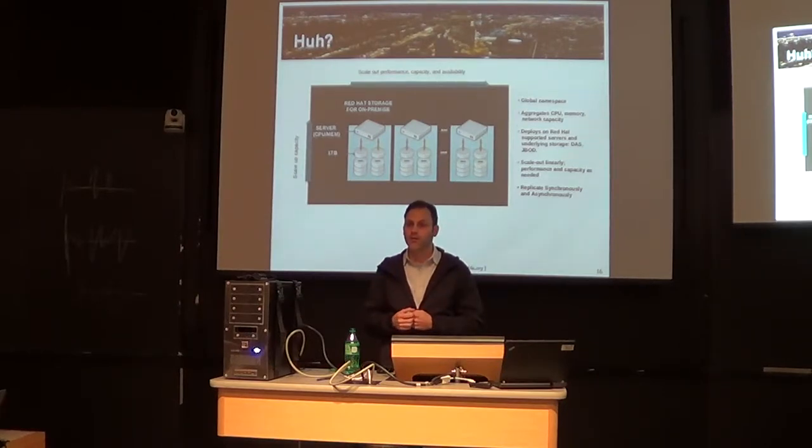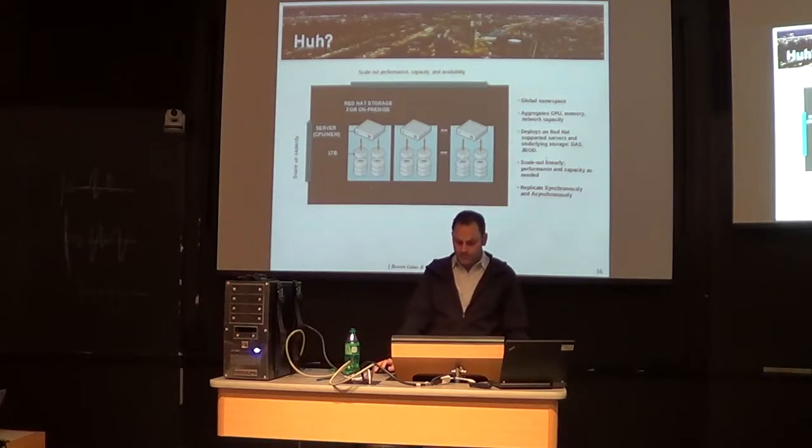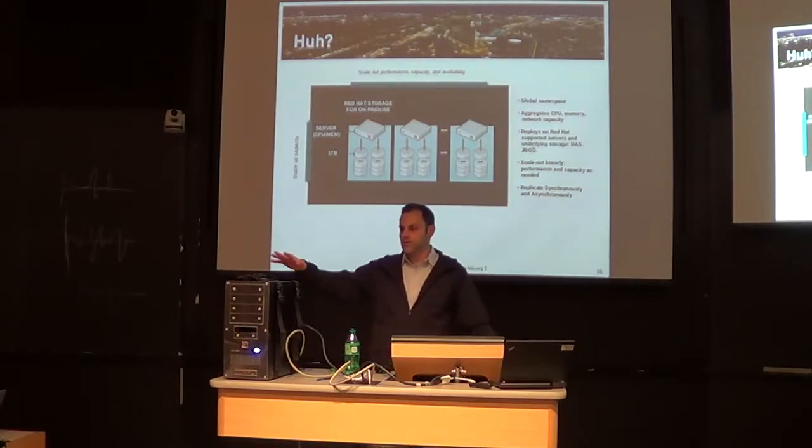Yeah? I don't know what the difference is between DAS and JBOD. Do they mean the same thing or is there a slight difference? So deploys on Red Hat servers, underlying storage, direct attach, or JBOD. So that's basically, the concept is that JBOD, right, just a bunch of disks, direct attach, could also resemble some type of HBA type. I don't think we support SAN attached storage just yet, but that's probably in the roadmap. Thanks.